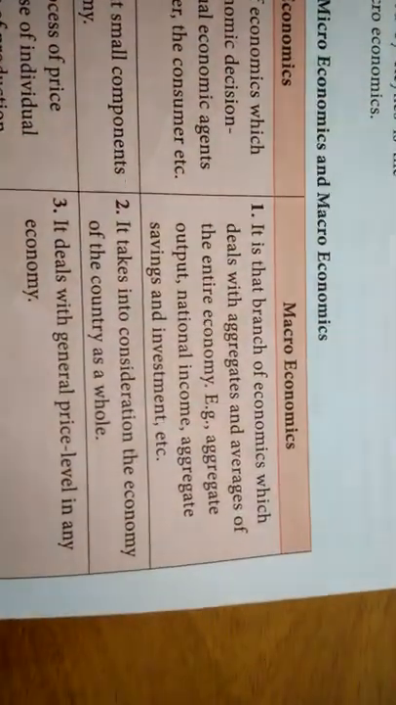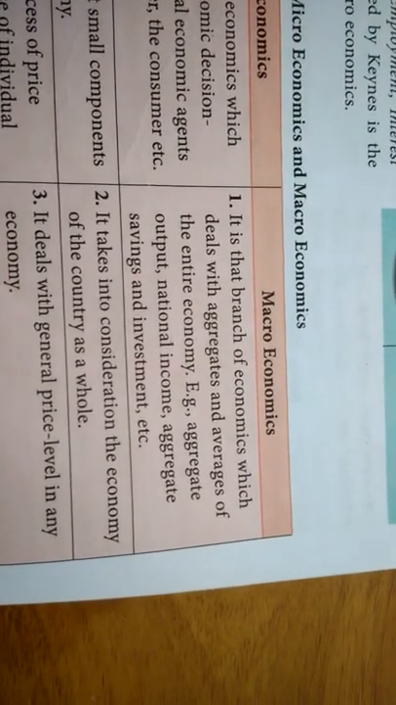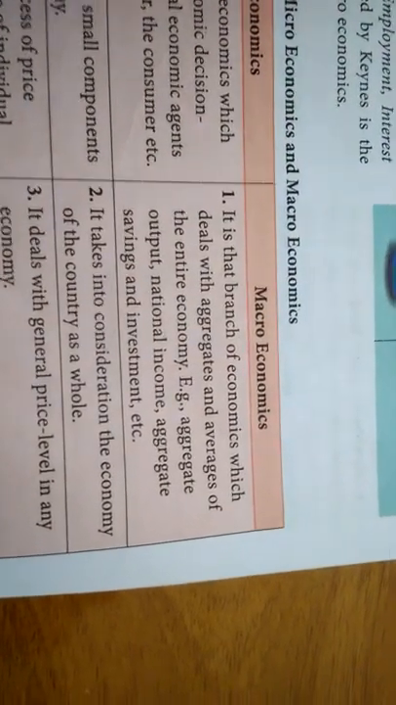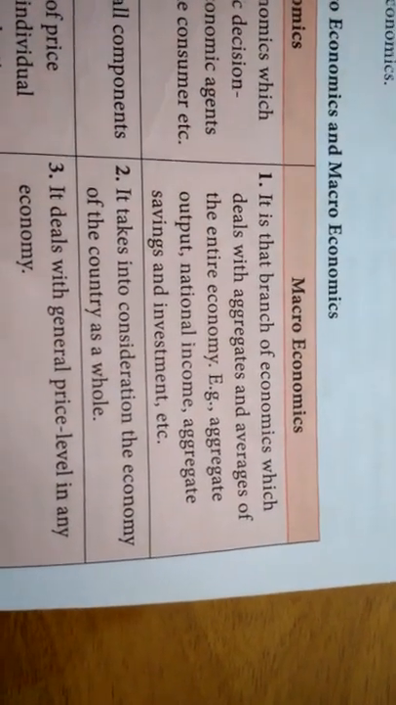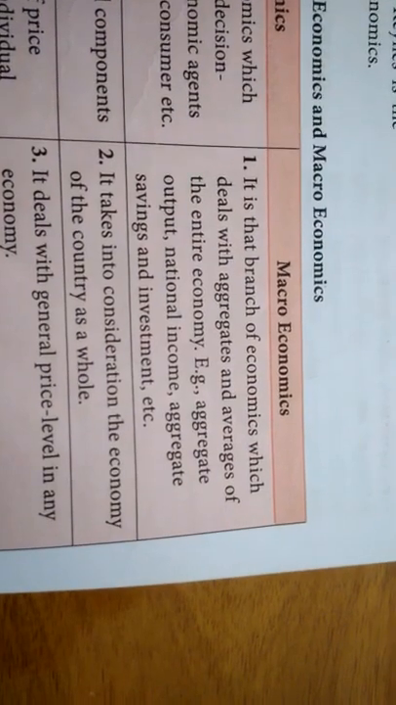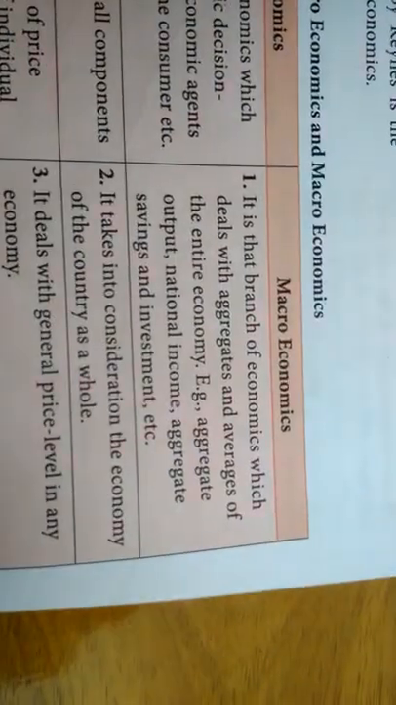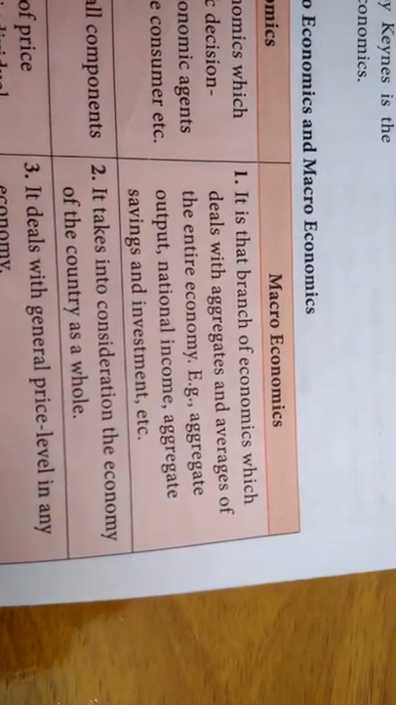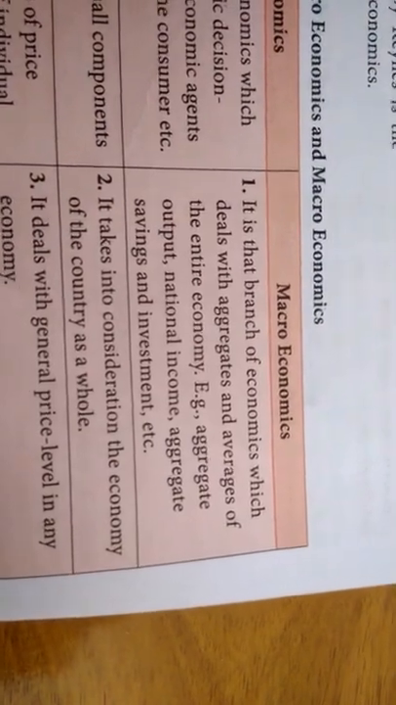Okay, but macroeconomics is the branch of economics which deals with aggregates and averages of the entire economy. Entire economy means how the entire economy is growing every year. So the aggregate output, national income, aggregate savings and investment. By having the aggregate savings and investment, we can bring out more output and we can increase the national income.